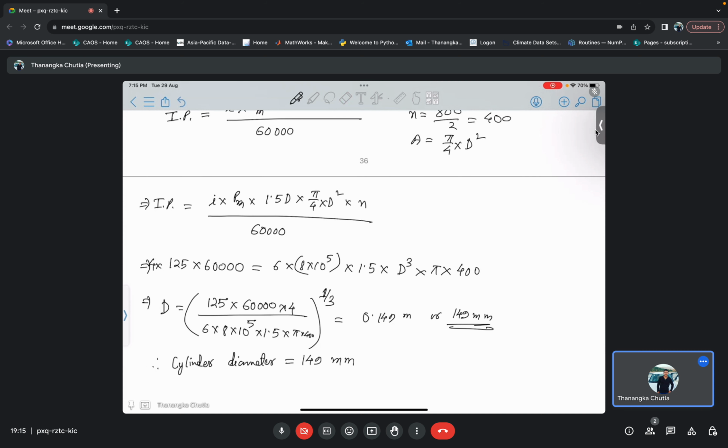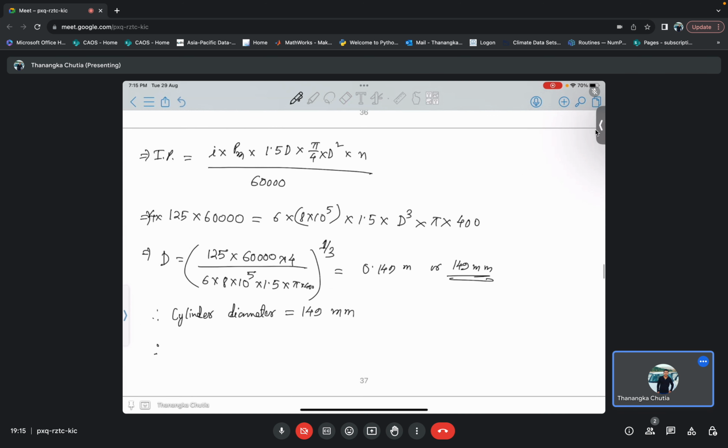Okay, next is what? Piston stroke. Therefore piston stroke, that is L, is equal to 1.5 into D, that is 1.5 into 149 millimeter, which is 223.5 millimeter. Okay, fine.